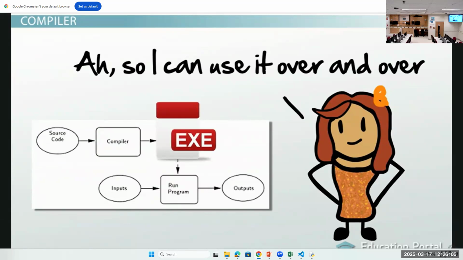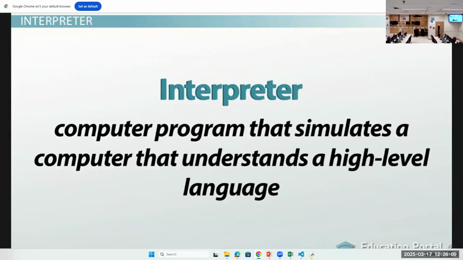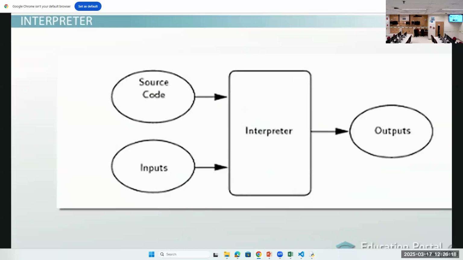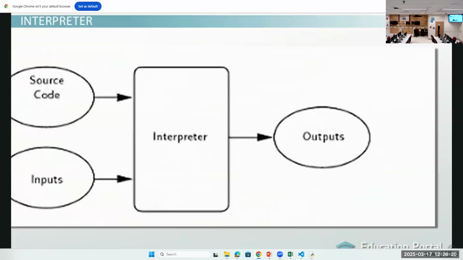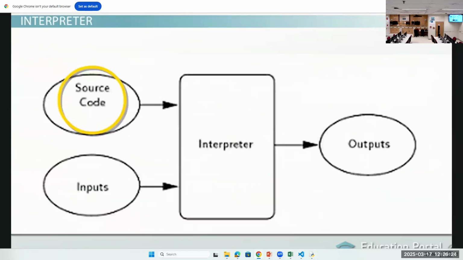An interpreter is a computer program that simulates a computer that understands a high-level language. This means that the interpreter translates the source code line by line during execution. Consider again a computer program that processes some type of input data to produce output data. The interpreter executes the code line by line, which results in the desired output data. The only result is the output data. There is no compiled code.